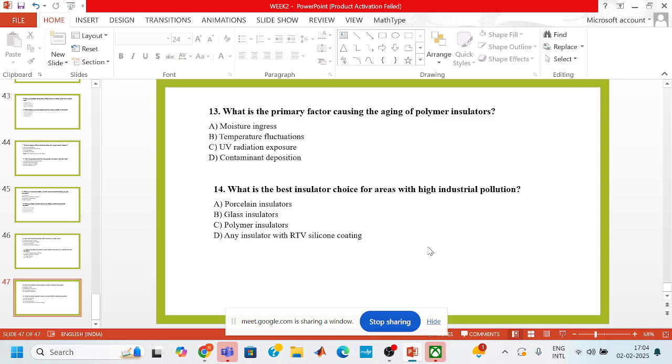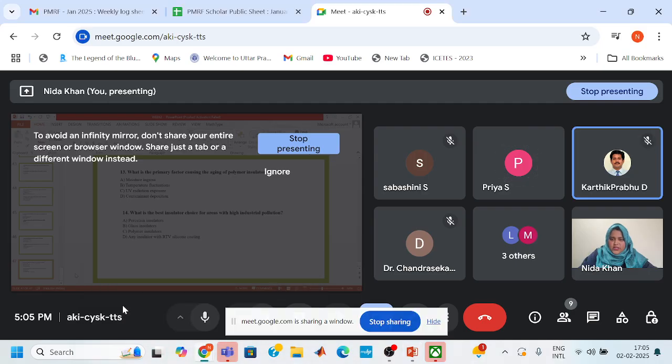Now the last question is what is the best insulator choice for areas with high industrial pollution? Option A is porcelain, second is glass, C is polymer, and D is any insulator with RTV silicone coating. Any insulators with RTV silicone coating. Anyone else? Choice D, ma'am. Okay.